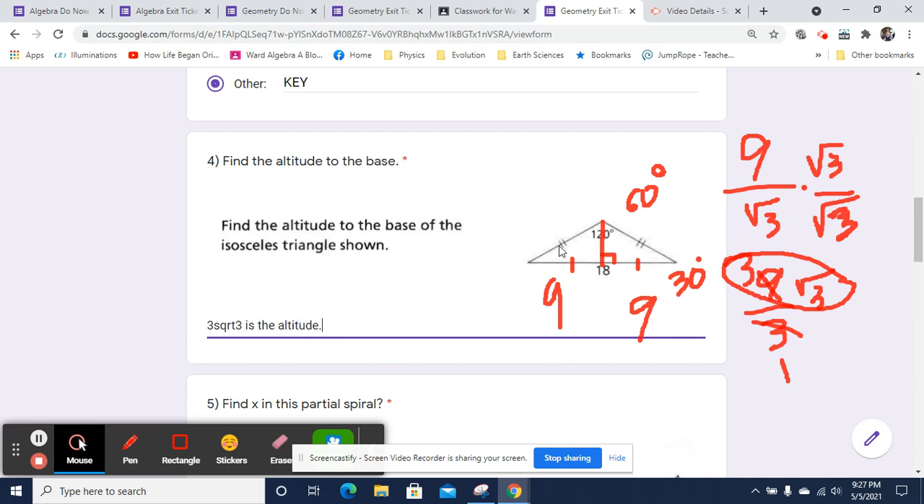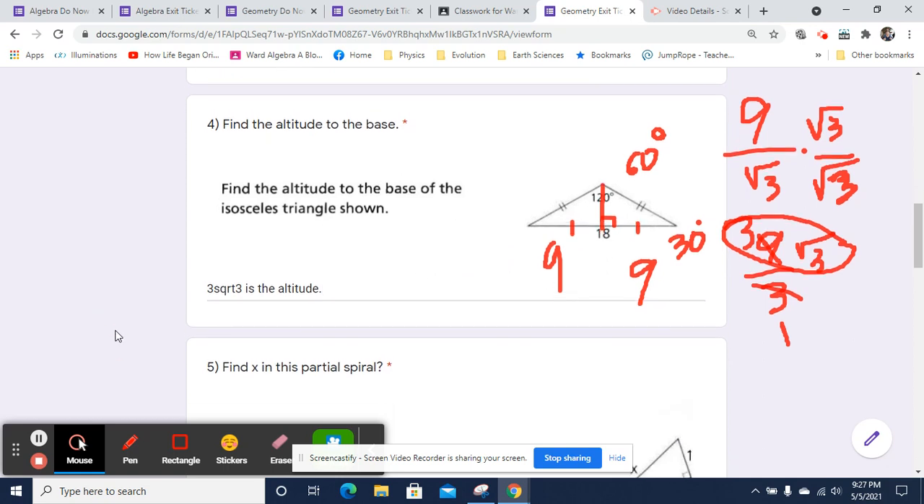We could also, if we wanted, figure out this side. This side is, of course, going to be 6 root 3, because it's going to be twice the altitude, since the hypotenuse is going to be twice what the short leg is. All right, let's take a look at the next one.